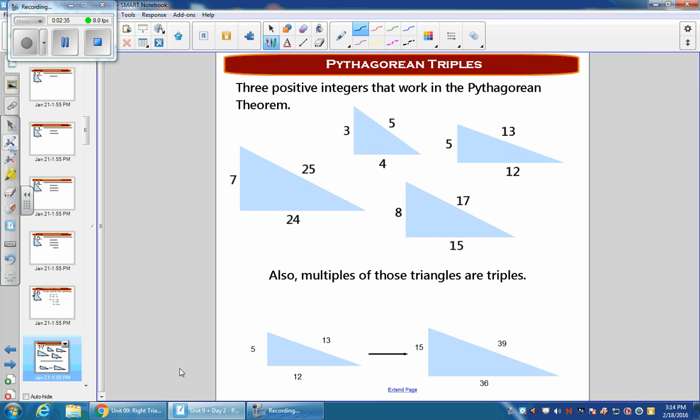Now there's Pythagorean triples. These are the ones you just saw: 7, 24, 25, and 3, 4, 5. These are right triangles that match perfectly. That means there are no decimals in these sides. Also the multiples of each of these. So if I took each of these and multiplied it by 3, I would find a right triangle where the 3 sides were all whole numbers.